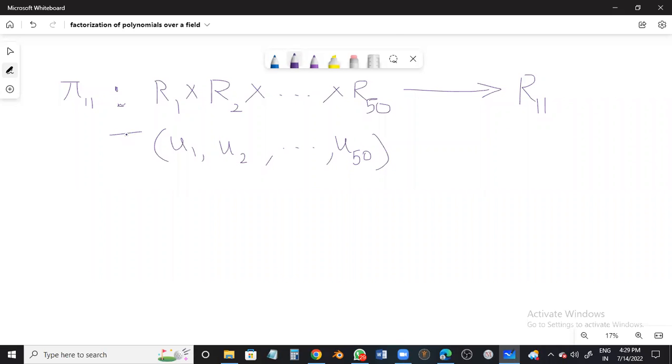What will be the answer under pi 11? It deals with the 11th component. So what will be the answer with you? U11. What we are doing, we are labeling the suffixes by the same letters. Suppose I have another vector V1, comma V2, comma dot dot dot. Last is V50. So it is a member of this direct product. And I apply this pi 11 on this. So what will happen? What will be the image? Yes, have you got the concept?